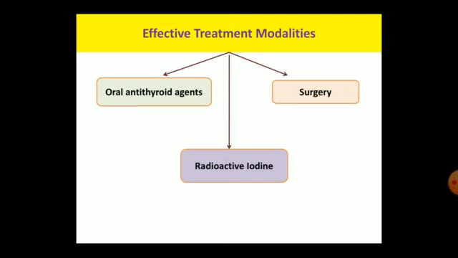But at the same time, if there is a recurrence of the disease even after the oral antithyroid drug, or many times even after the radioactive iodine, or the patient has a diffuse toxic nodular goiter, or if you cannot rule out thyroid carcinoma, in all these cases surgery is the treatment of choice.